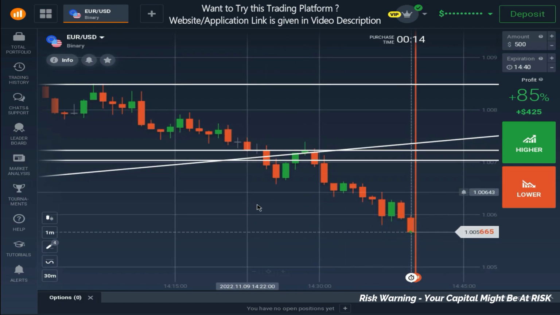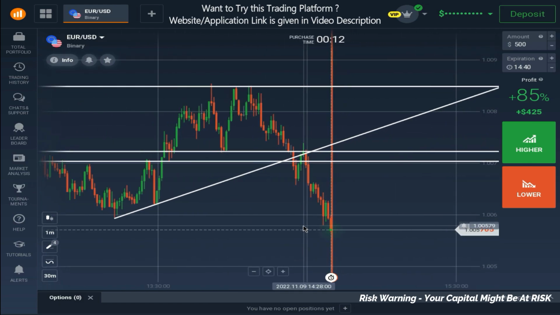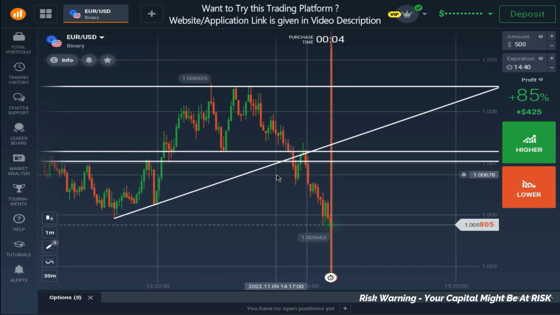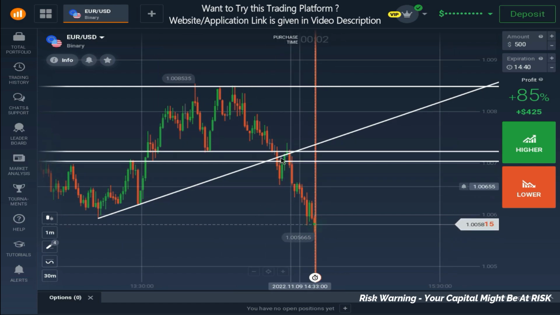So this was a risky trade, and if you are taking trades like this, I will advise you, if you are not very confident and cannot manage your emotion, then you should wait for the retracement. So this was the second setup.